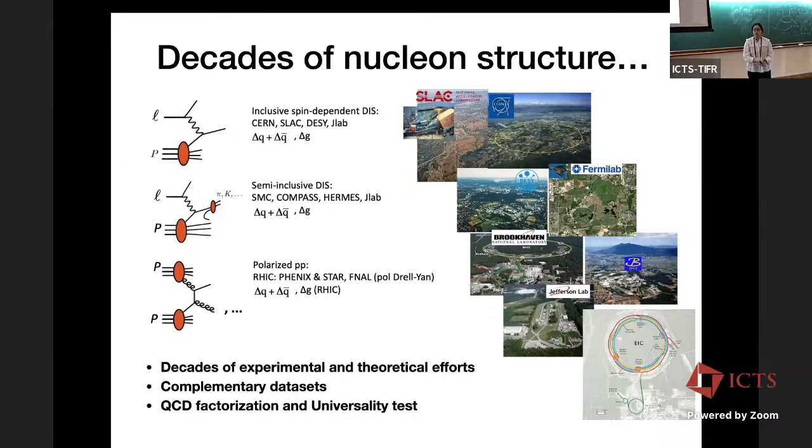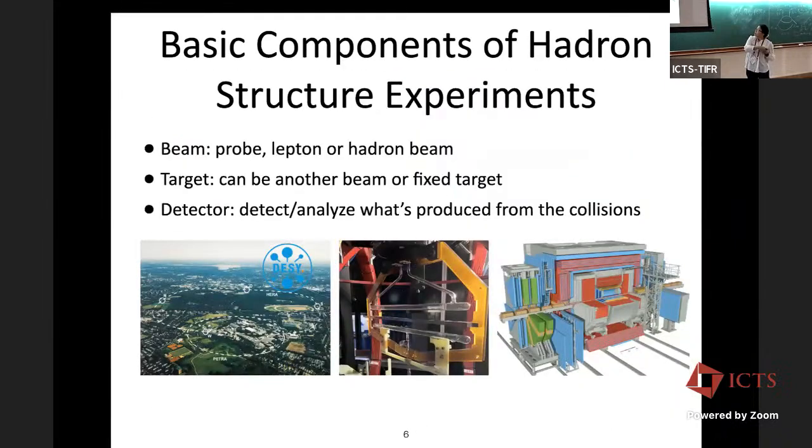For a hadron structure experiment, we need 3 different components. The first is a probe, which is a beam. It can be a lepton or it can be a hadron. Of course, you need a target. That's what you are trying to probe. It can be another beam. In that case, you will have a collider. Or it can be a fixed target. And then lastly, you need a detector to detect and analyze what's produced from the collisions.